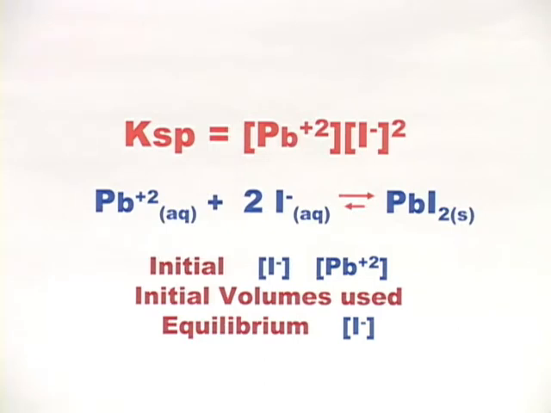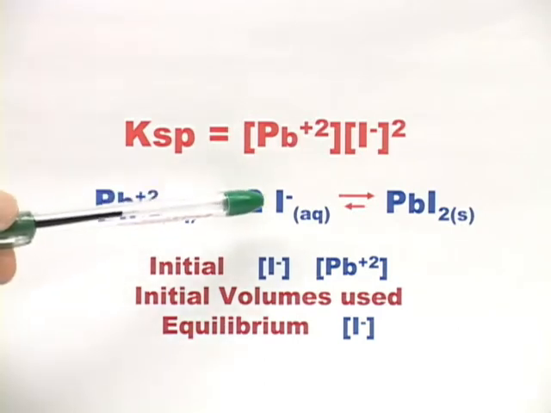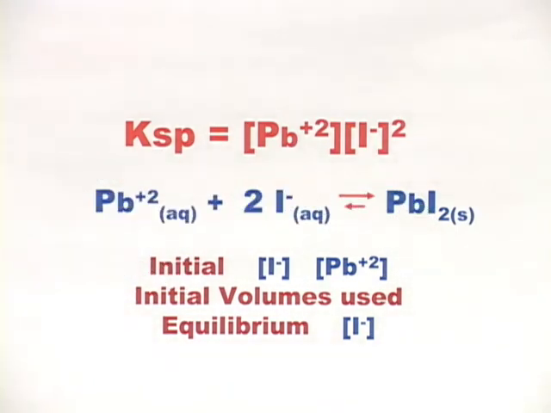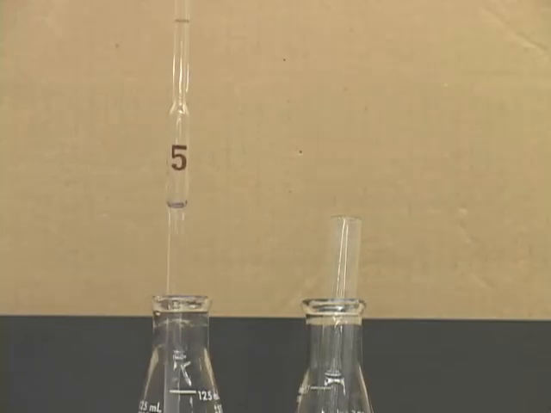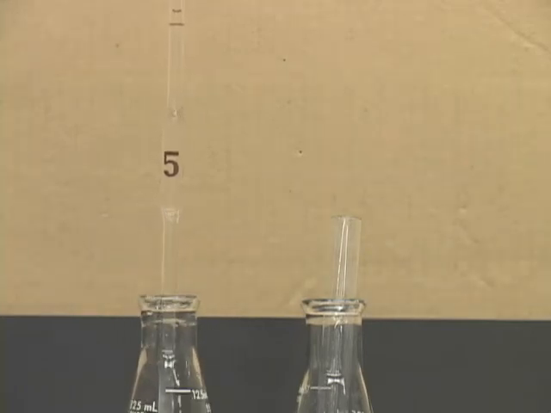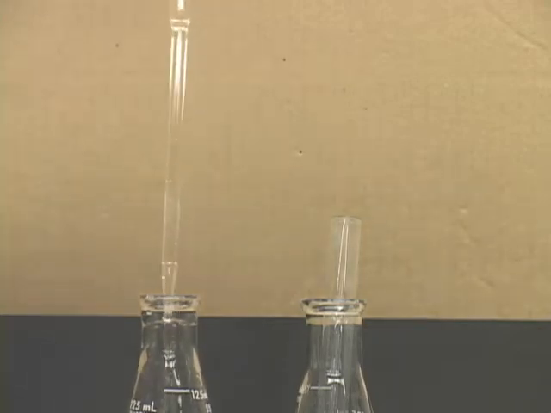You will now make solutions starting with known amounts of lead and iodide ions of known concentration. These solutions will precipitate lead iodide. Remember, you will need to know initial concentrations, initial volumes, as well as the final equilibrium concentration of iodide ion. You will pipette out the exact volume of lead ion using a 5 milliliter pipette. Rinse this pipette with the lead solution if necessary before using. Fill to the mark, then start collecting using gravity.